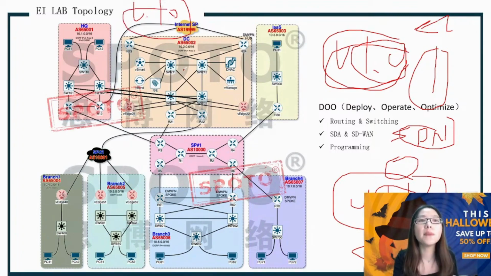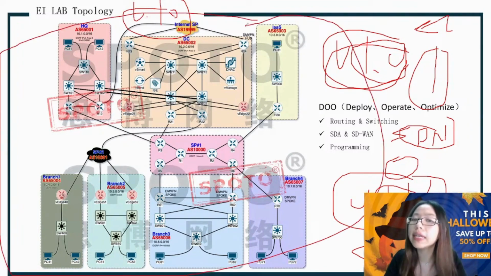This is the complete EI lab topology diagram. If you haven't taken part in the old version, I suggest you learn the old topology, because if you're familiar with the old version, you will practice the new version quickly. This topology mainly examines the candidate's capacity to deploy, operate, and optimize, so it's referred to as DOO.